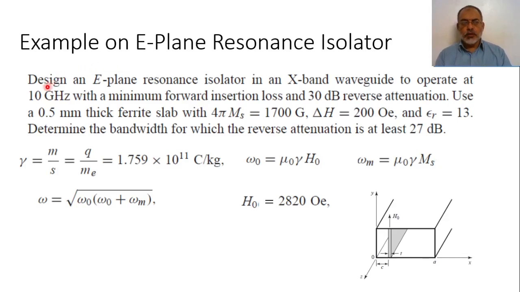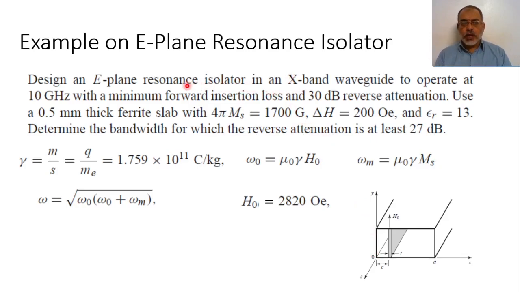The problem is to design an E-plane resonance isolator in X-band waveguide. Actually, the waveguide that we are going to use is WR90, which has a dimension of about 2.2 centimeters in A and 1.1 centimeter in B. And this WR90 waveguide is designed to operate from 8.4 to 12.4 gigahertz, which is used in X-band.